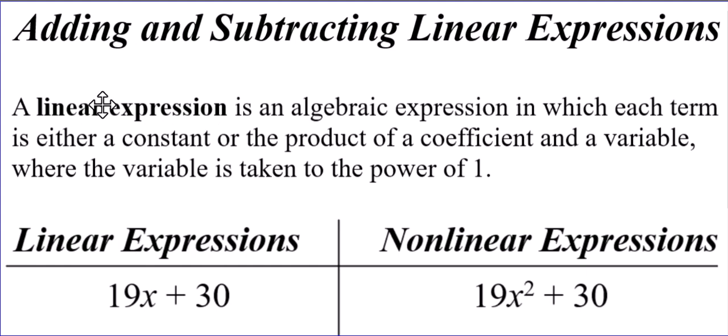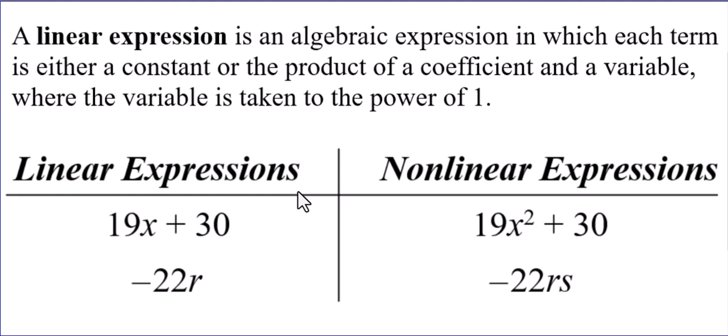It says a linear expression is an algebraic expression in which each term is either a constant. Now stop right there. Constants mean numbers with no variables at all. Or the terms can be the product, which means multiplication, of a coefficient and a variable, meaning some number times a variable, where the variable is taken to the power of 1.